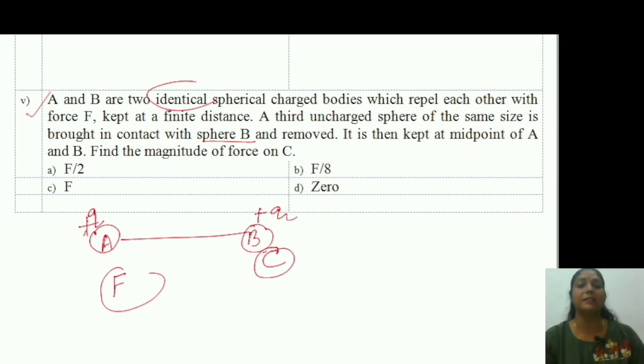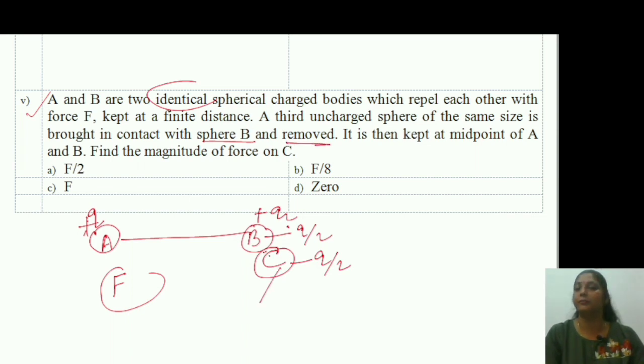Now what happens when two bodies come in contact with each other? Transfer of charge takes place until it reaches equilibrium position. So if B has Q charge, after transferring charge, B has Q by 2 and C has also Q by 2. Transfer of charge takes place until both reach equilibrium condition. Both have the same charge, right? So C also acquires Q by 2 charge, and after that it is removed.